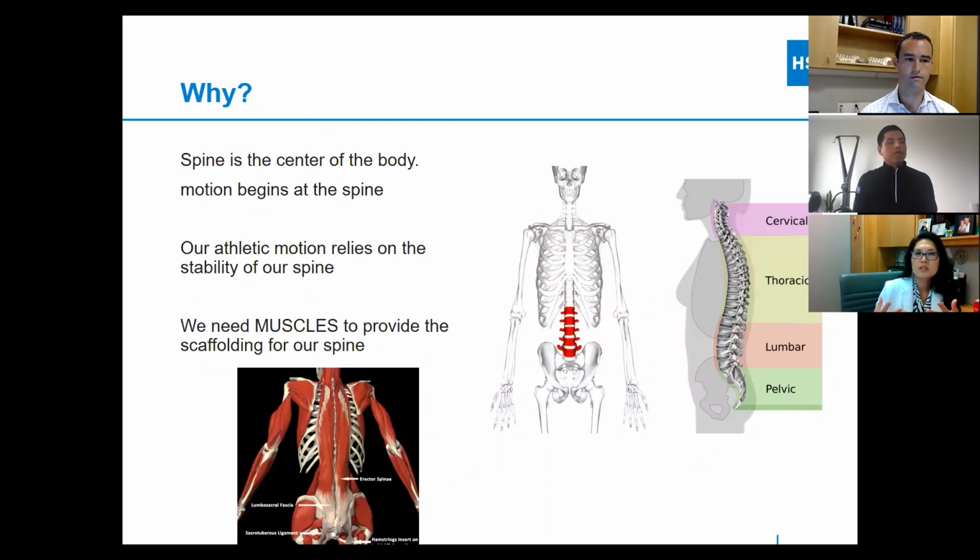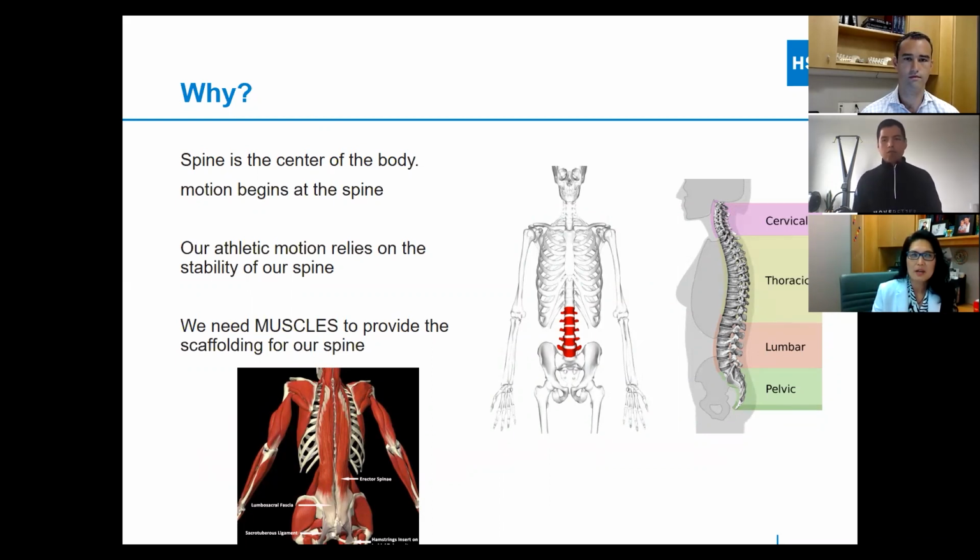So why is the spine particularly vulnerable to injury? It's at the center of our body, and the motion begins at the spine. If you think about any of the sports that we participate in, it's all motion that begins at the spine and then moves from center to outwards. And our athletic motion really relies on the stability of our spine.